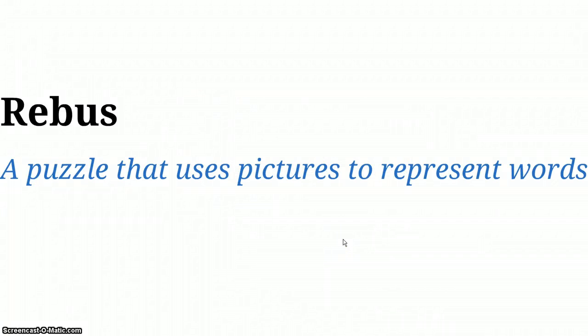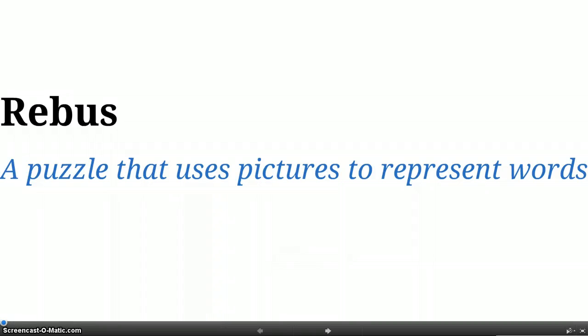All right, lovely family, let's have some fun with something called a rebus. Are you ready? A rebus. It's a puzzle that uses pictures to represent words. So instead of reading words like you are on the screen right now, I would put up pictures that make you think or say the word I want you to.